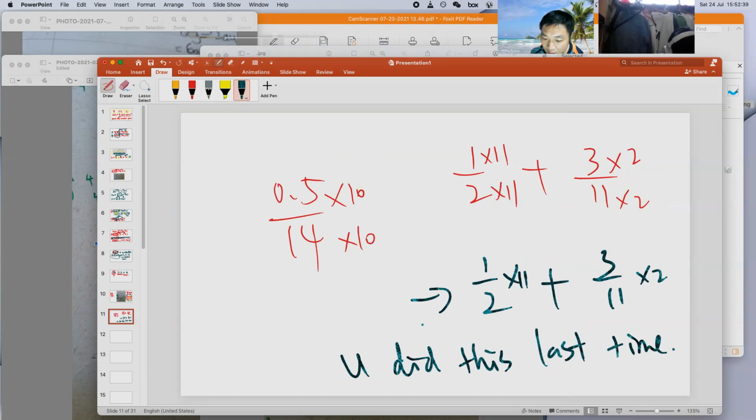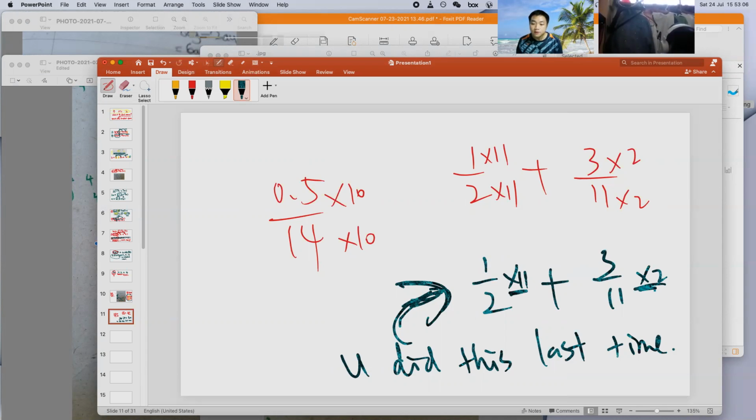Okay, what is the mistake here, by the way? What's the mistake here? If you put times 11 like that, it makes it look like 1/2 times 11.